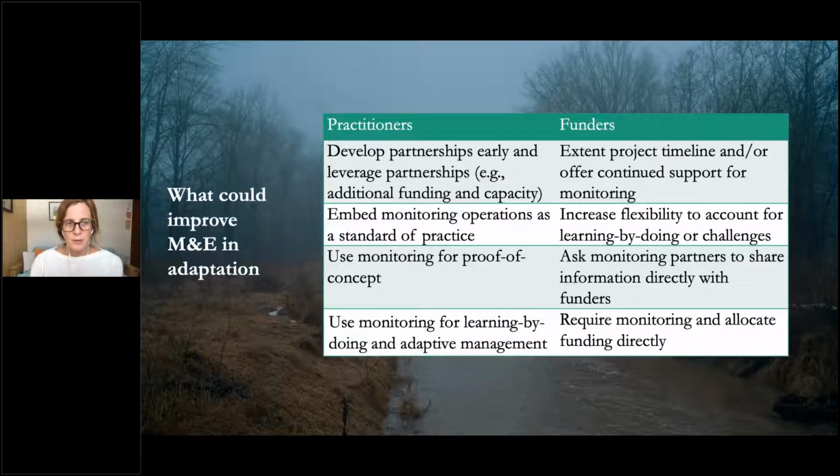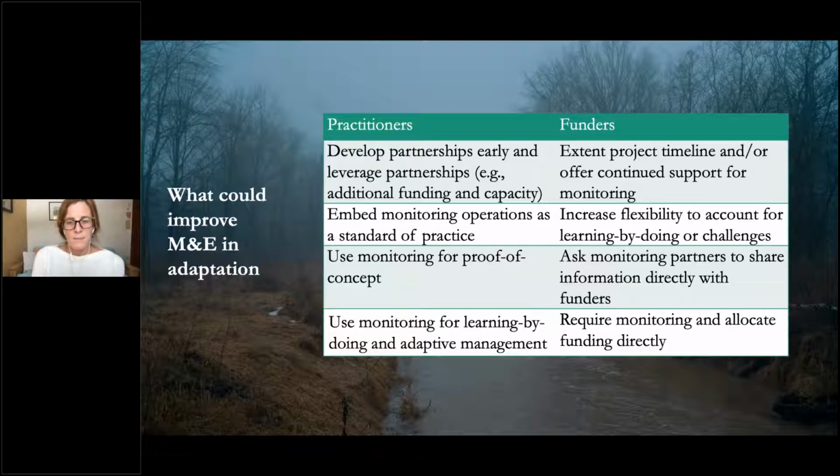So what could improve monitoring and evaluation and adaptation? This draws again from our interviews, as well as some of the survey data. And we separated this into two groups, practitioners and funders. And you can see here some recommendations that came. So first, developing partnerships early and leveraging partnerships, embedding monitoring operations as a standard and practice in an organization.